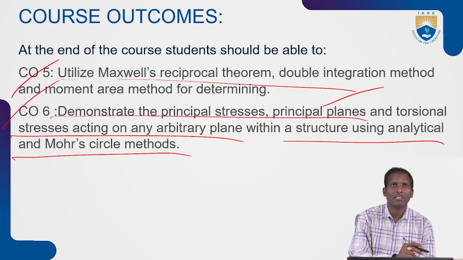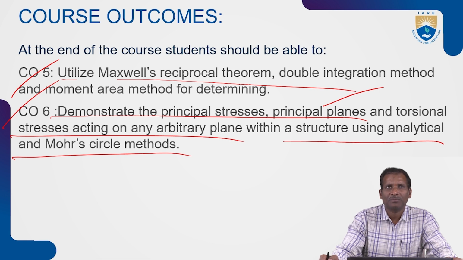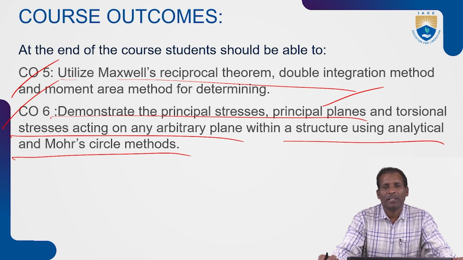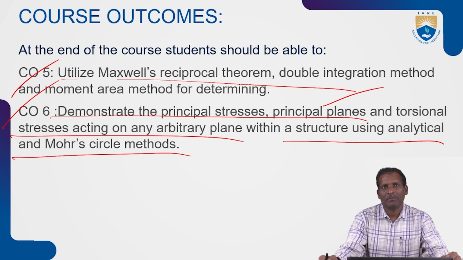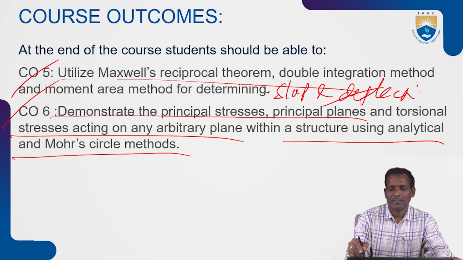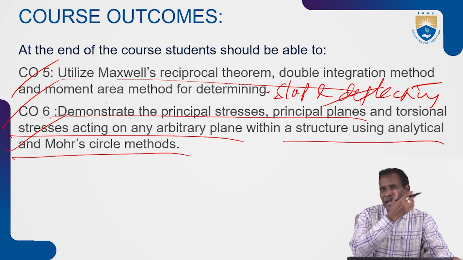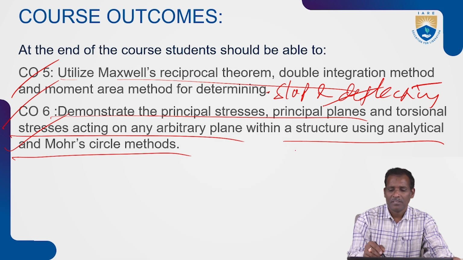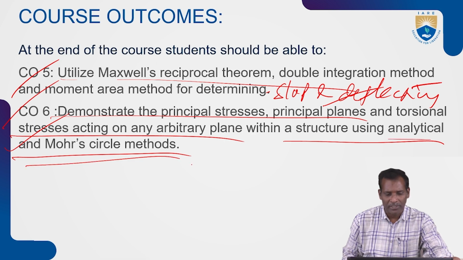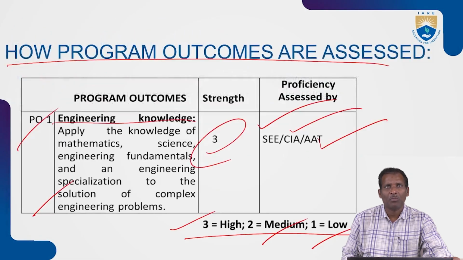CO5 is to utilize Maxwell's reciprocal theorem for slope and deflection calculations, using the double integration method and the moment of area method for determining slope and deflections. CO6, demonstrate the principal stresses, principal planes and torsional stresses acting on any arbitrary plane within a structure using analytical and Mohr circle methods. So these are the course outcomes.